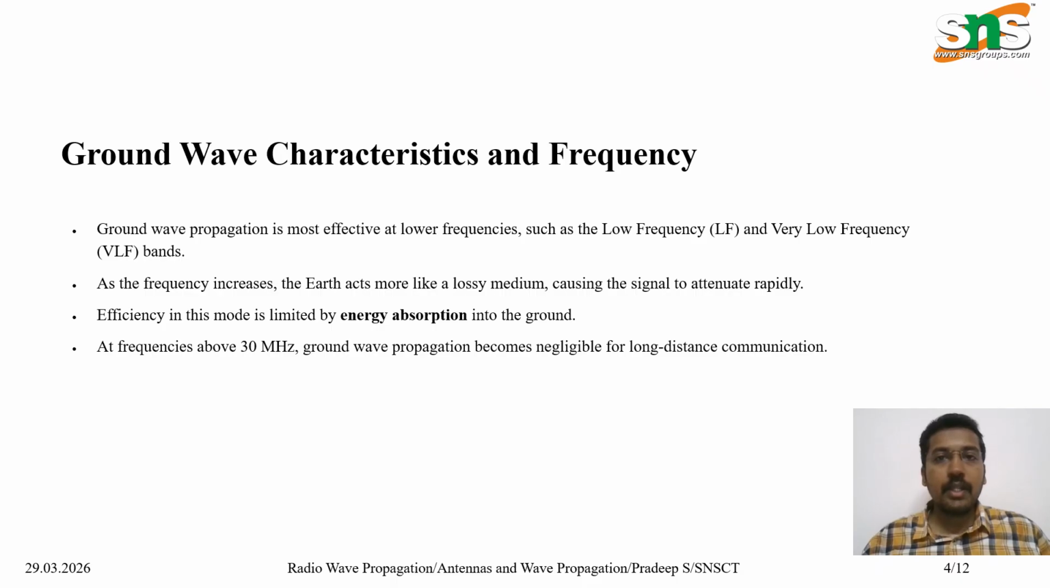Ground wave characteristics and frequency. Ground wave propagation works best at lower frequencies, particularly in the low frequency and very low frequency bands. As frequency increases, the Earth behaves like a lossy medium, which causes the signal to weaken rapidly. This attenuation limits the efficiency of ground waves because part of the energy is absorbed by the ground. At frequencies above 30 MHz, ground wave propagation becomes almost negligible for long-distance communication.